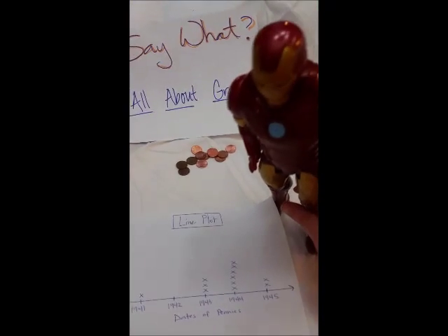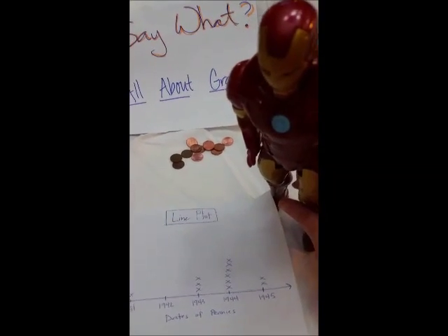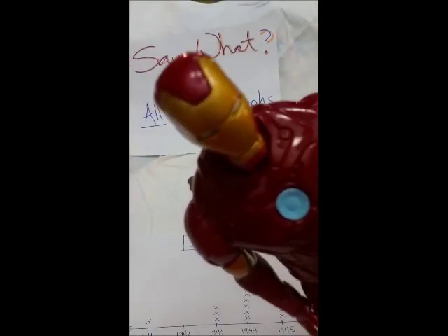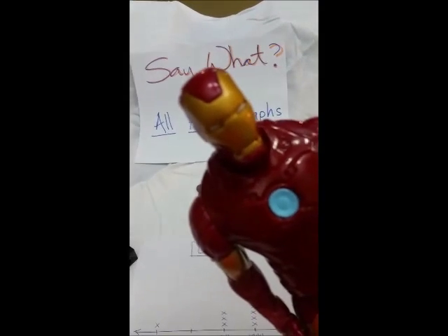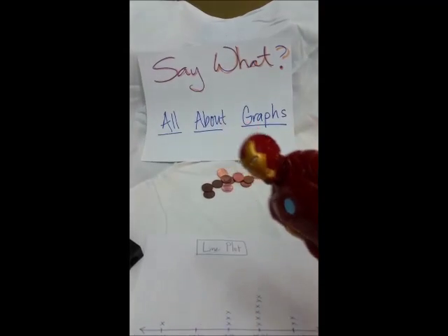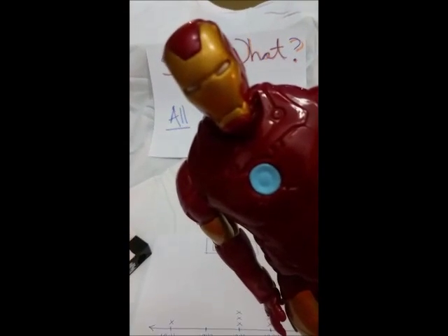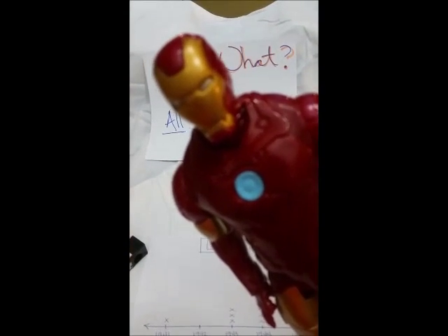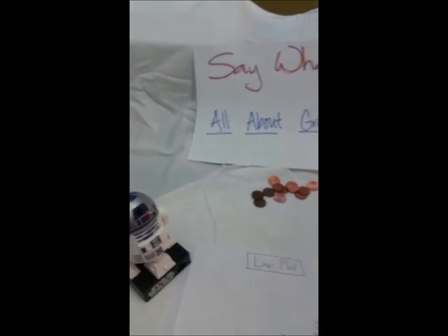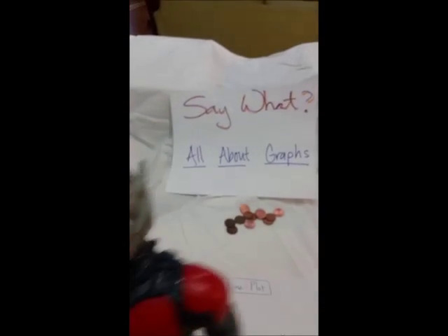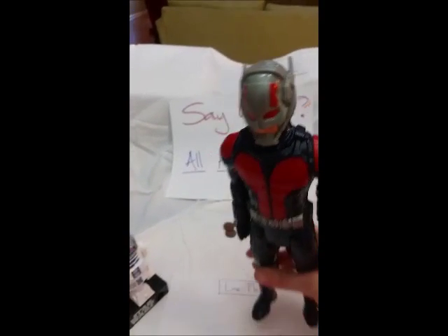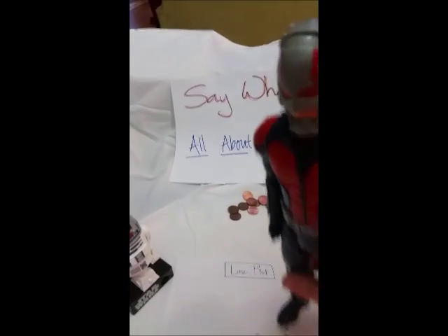I don't know, R2. We've come upon a mystery graph. It says it's called a line plot, but I don't know much about line plots. Can anyone help me? I can help you. I am Ant-Man and I know all about line plots.